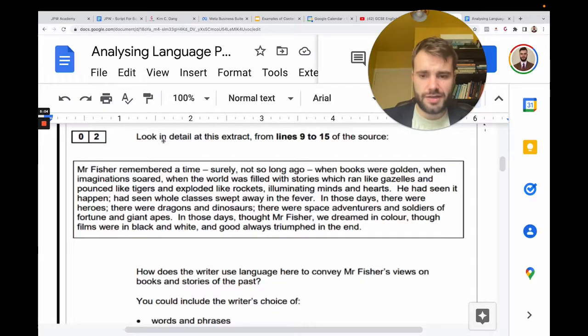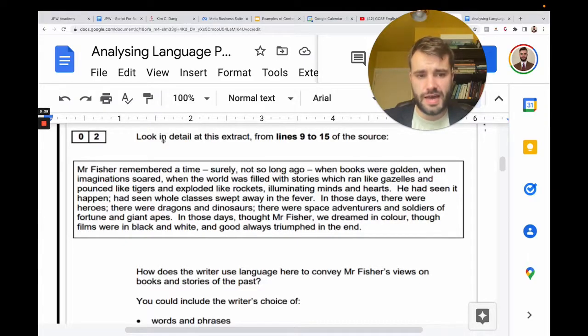Mr. Fisher remembered a time, surely not so long ago, when books were golden, when imagination soared, when the world was filled with stories which ran like gazelles and pounced like tigers and exploded like rockets, illuminating minds and hearts. He had seen it happen, had seen whole classes swept away in the fever. In those days, there were heroes, there were dragons and dinosaurs, there were space adventurers and soldiers of fortune and giant apes. In those days, thought Mr. Fisher, we dreamed in colour, though films were in black and white, and good always triumphed in the end.